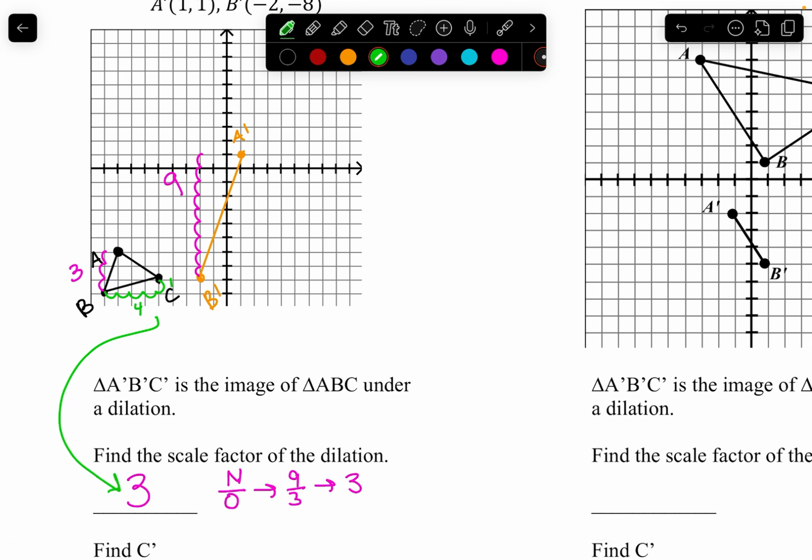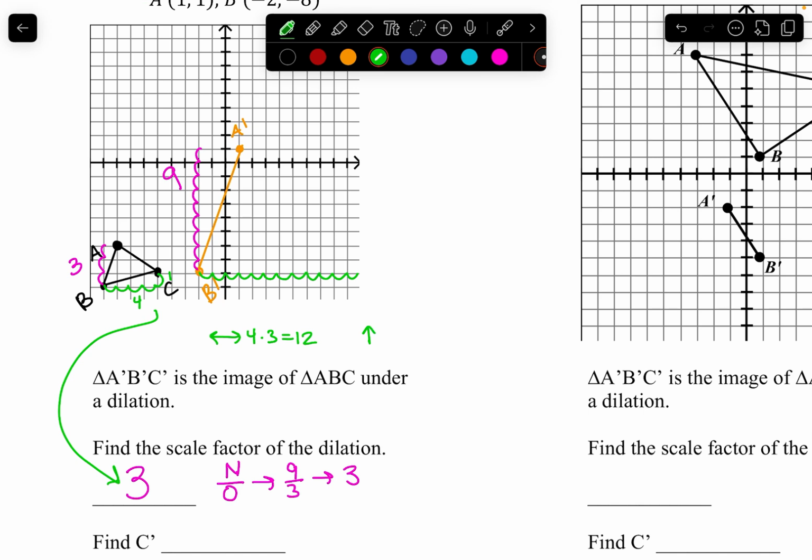So I know horizontally, I'm going to take that 4, I'm going to multiply it by 3, and I now know that my new horizontal distance should be 12. So here we go. 1, 2, 3, 4, 5, 6, 7, 8, 9, 10, 11, 12. Okay? Then vertically, my distance was 1. I have to multiply that by 3. So now I know that my new distance will be 3 vertically. 1, 2, 3. Okay? That is where my C prime should go.